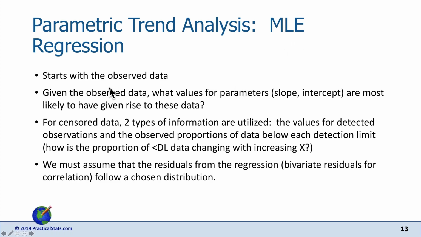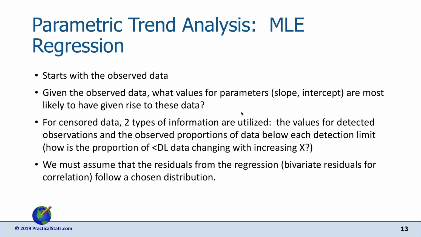How does that work? It starts with the observed data. It says, given that data, what are the slopes and intercepts that are most likely to have given rise to these data? In fact, let's boil it down to the one slope and intercept pair that will likely have given rise to these data. And that will be the maximum likelihood estimate of a regression slope and intercept.